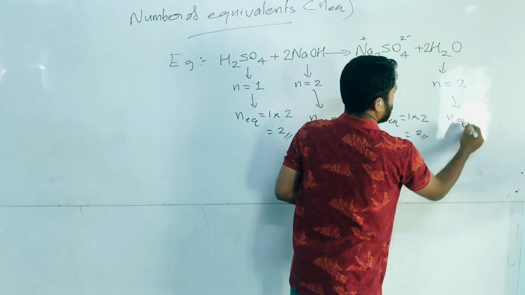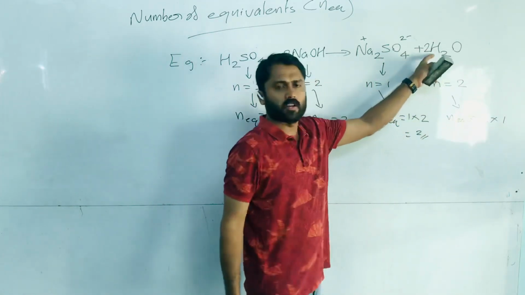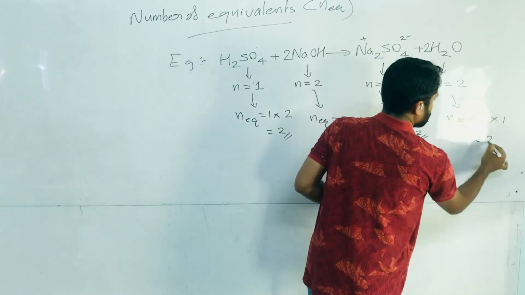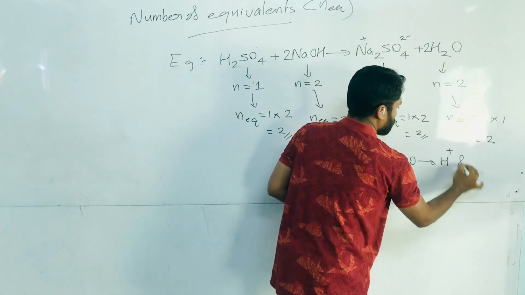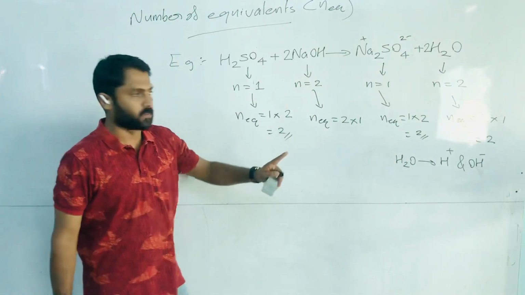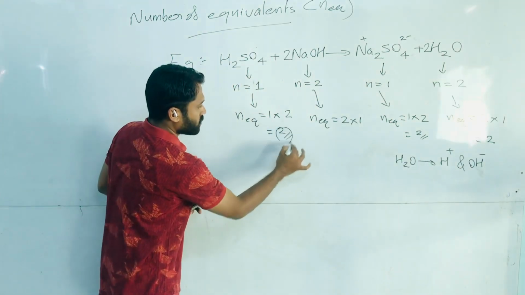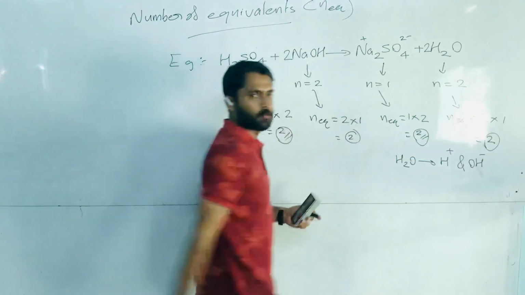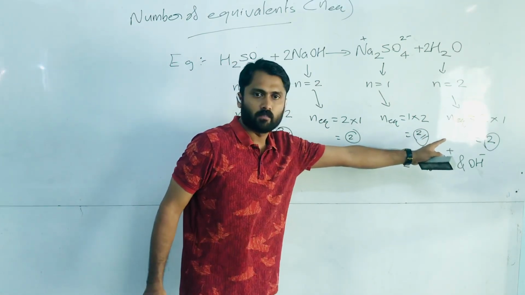What about number of equivalents for water? Number of moles 2 into valency 1. In this reaction, the valency of H2O equals 1, not 2, because H2O has two ions, H plus and OH minus. In this reaction, one H plus and one OH minus are present, so valency equals 1. You can see that the number of equivalents of all reactants and products are the same.